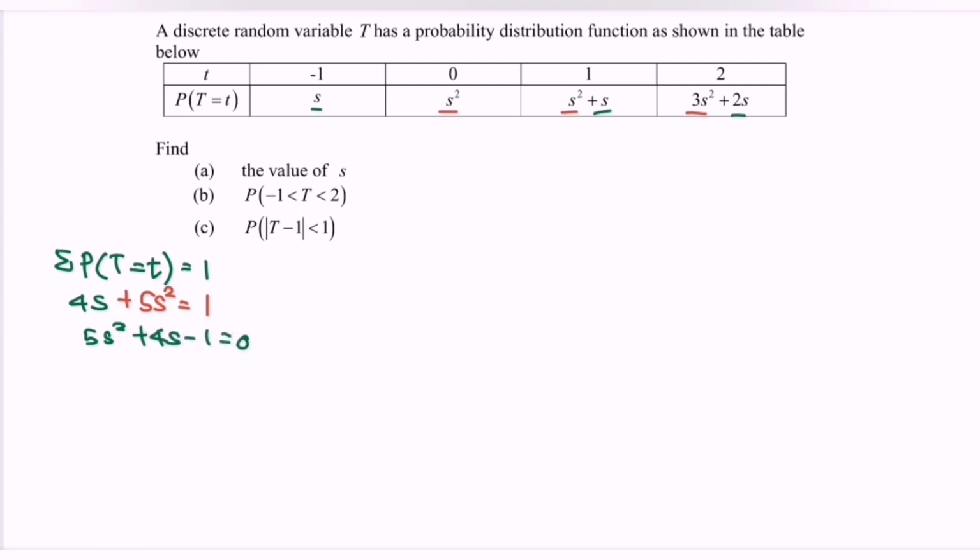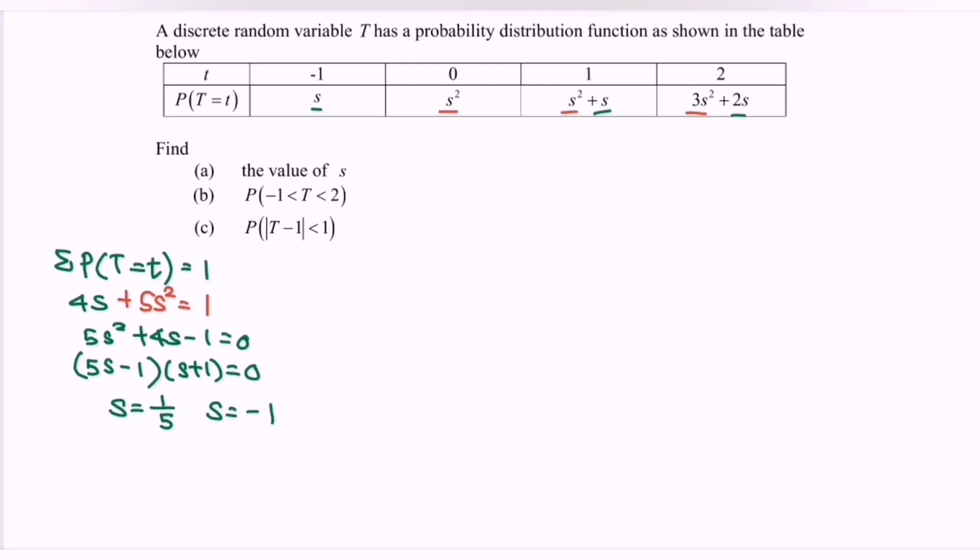So kindly factorize the situation. We have 5s minus 1 multiplied by s plus 1. So s equals 1 over 5 and s equals negative 1. Kindly focus on the definition of the discrete random variable. The probability must be between 0 and 1, where 0 is included.